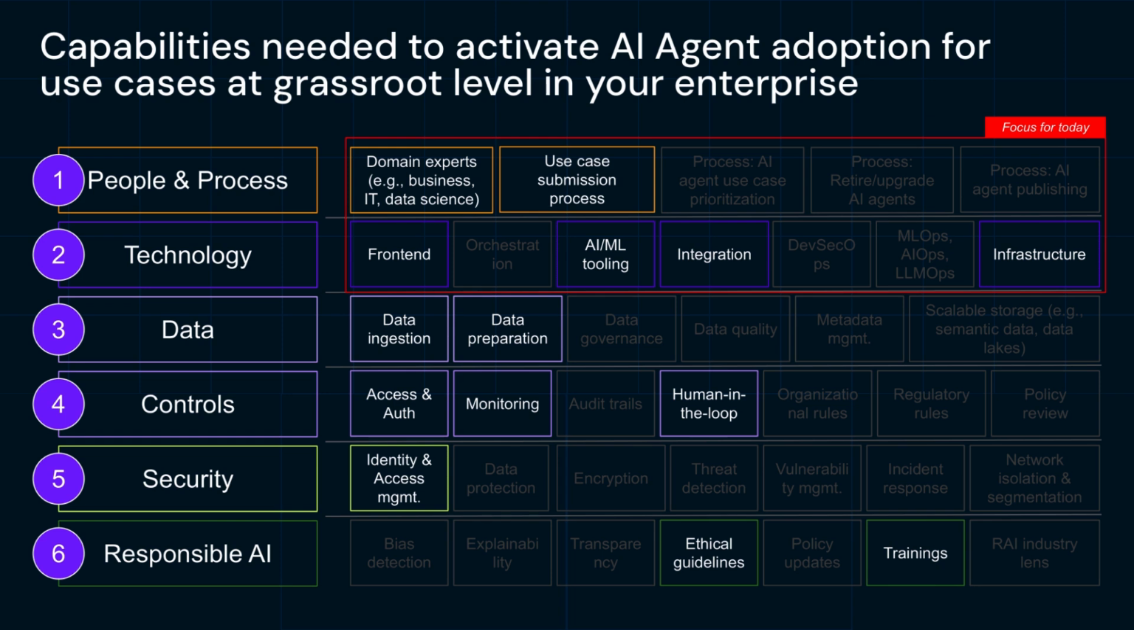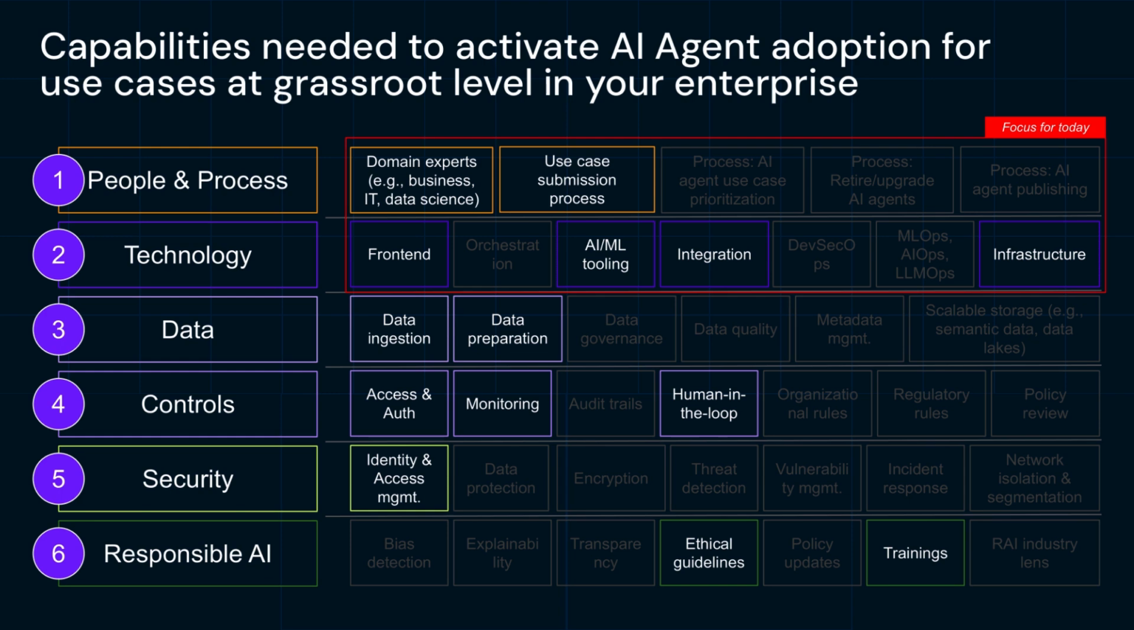So imagine the first dimension, which is people and process. This is where we need to activate domain experts, which is identifying a pool of specialists, business, IT, data science, who can refine AI agent requirements and understand their domain really well. Having a very clear use case submission process, creating a simple pipeline for employees to propose new AI agent concepts. It's very important to foster innovation at the grassroots level. Having the right playbooks for the employees is key to success.